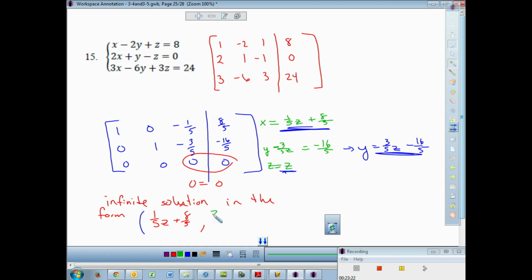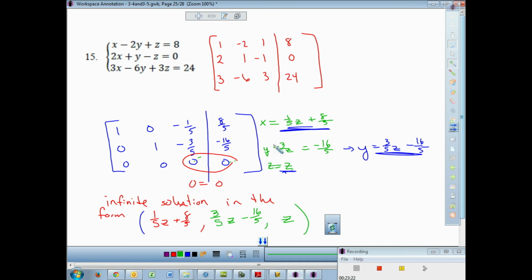It's 3/5 z minus 16/5. And of course we know what z is in terms of z. What is z? Z is z. In your college algebra infinite solutions answer, you must have the same variable in all three positions, however many positions there are. We can get them all equal to z because that's what this says right here, that z equals z.